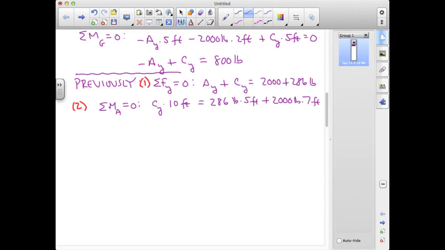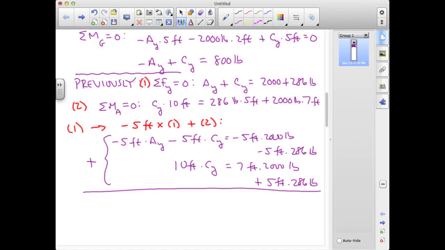Our vertical force and moment about A equilibrium equations are rewritten here and labeled as 1 and 2. Suppose now I replace one of these equations by a linear combination of 1 and 2. I'll elect to replace 1 with minus 5 feet times 1 plus equation 2. Writing that out explicitly gives me these.